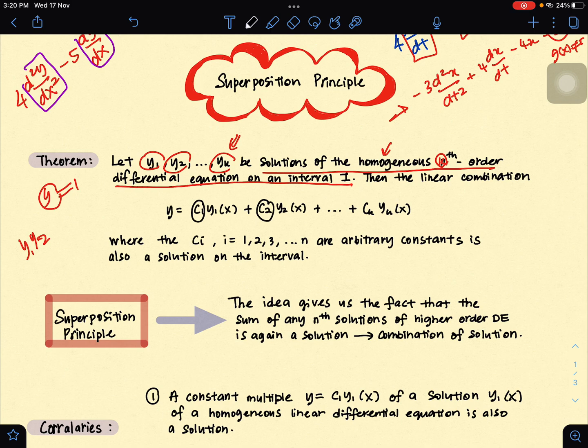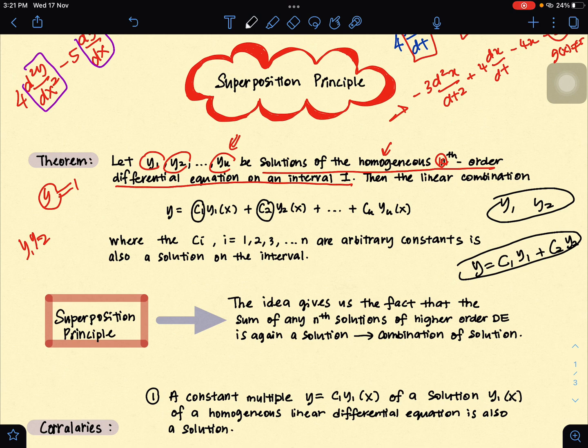Maksudnya adalah if we have second order, for example, kita ada differential equation with order 2, means that we will have y1 and y2, dua solution. Okay, so the combination of these two solutions, where we will get y equal to any constant C darab dengan solution yang pertama tambah dengan any constant C darab dengan solution yang kedua, the whole thing here is also called a solution to our differential equation according to the superposition principle.